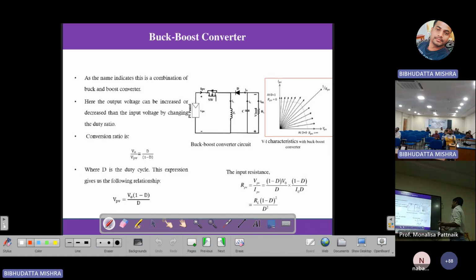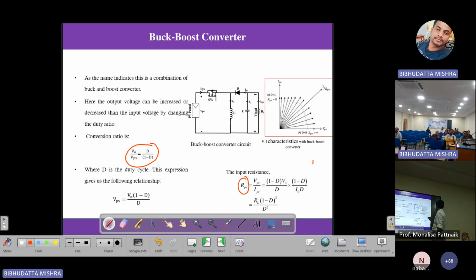This is mostly used in all the optimizers that are available as commercial solar optimizers. This is a kind of buck boost, or they also use flyback, because flyback and buck boost have the same input output relationship. Flyback they use because it has automatic isolation between the input and the output. This is the relationship, and the panel resistance basically depends upon this relationship.